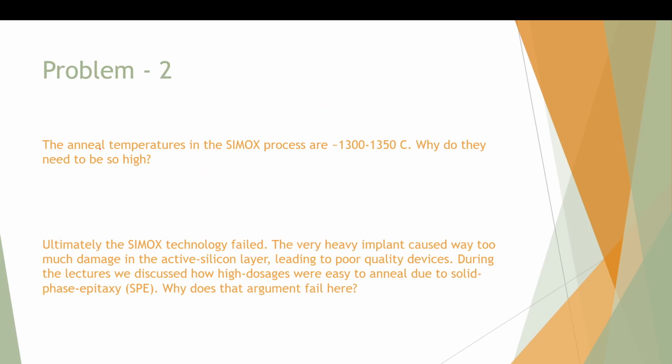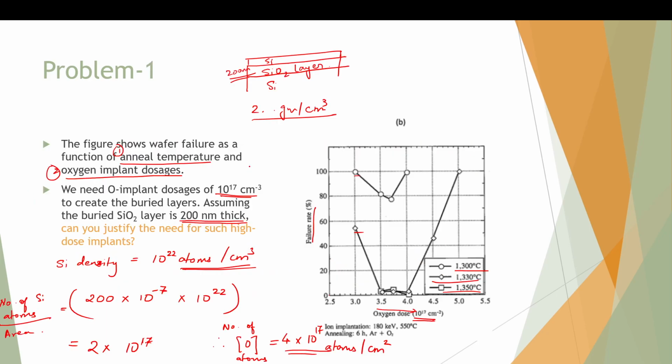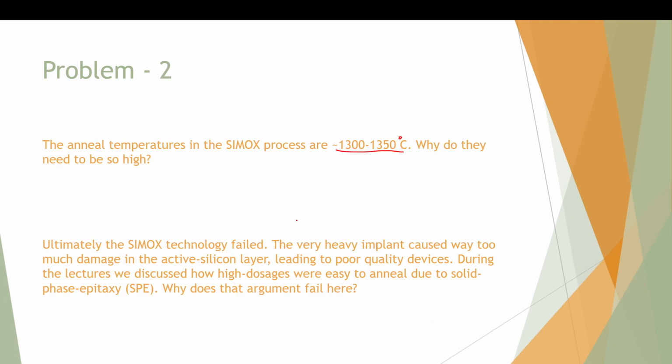Okay, so it's a continuation of the previous problem. The anneal temperatures in the CMOX process are 1300 to 1350 degrees Celsius. So why do they need to be so high? Again, if you look here, as we go to higher temperatures, we see that the failure rate is reducing. Compared to the circle, the diamond is doing better and the square is doing the best. So clearly higher temperature anneal is giving us better results in terms of defect densities and failure rates. So why is that the case?